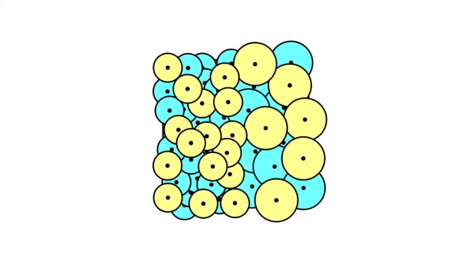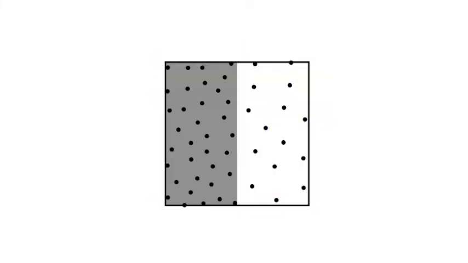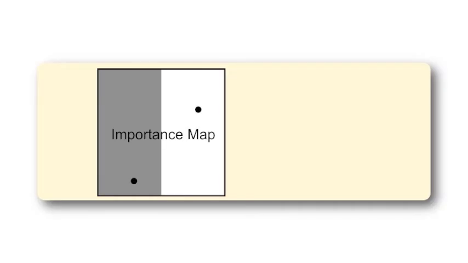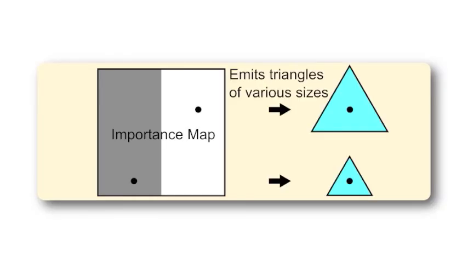Our approach can be extended to perform importance sampling. We vary the density of our samples by emitting disks of different radii. We program the geometry shader to read an importance map texture and emit scaled triangles according to the importance.